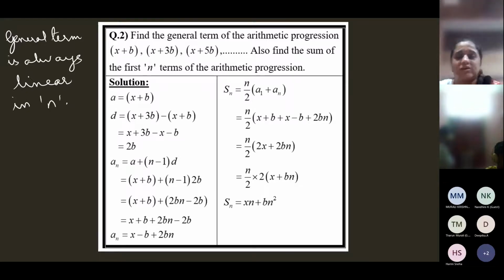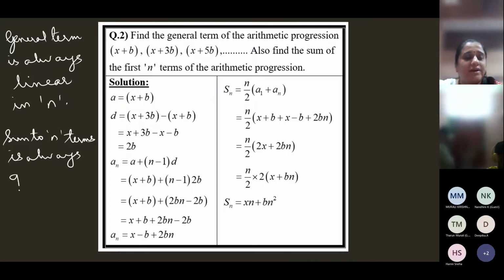I'll tell you now. You all have a question, I know you'll ask me. Sum to n terms is always quadratic in n. Now, what do we mean by this?